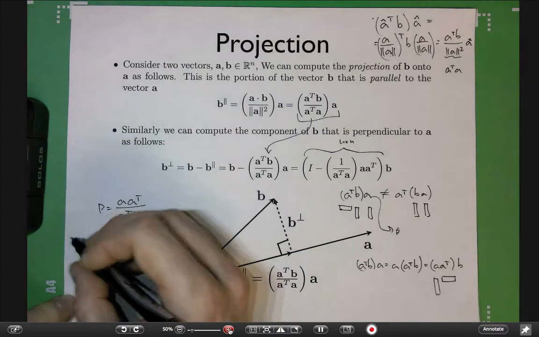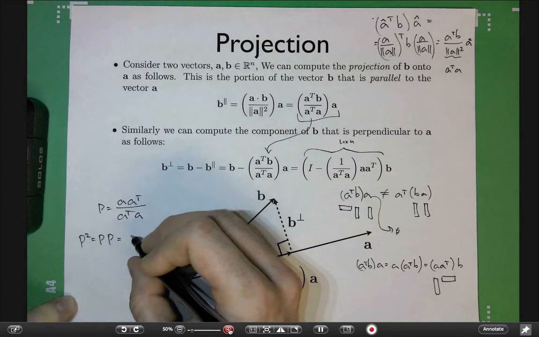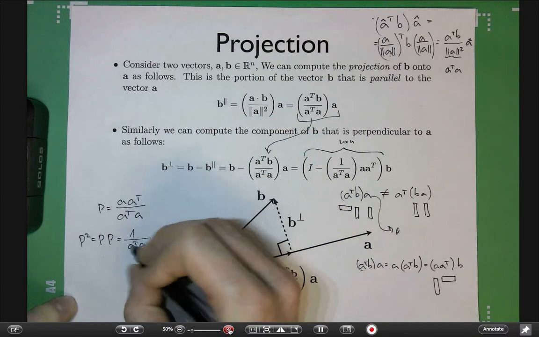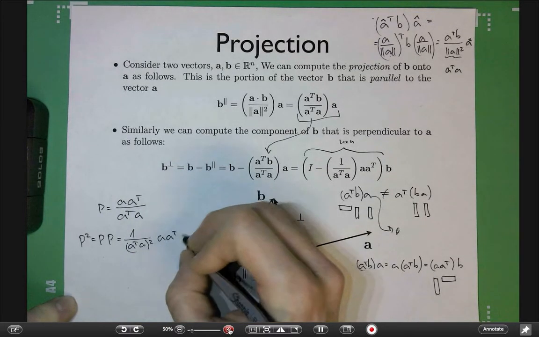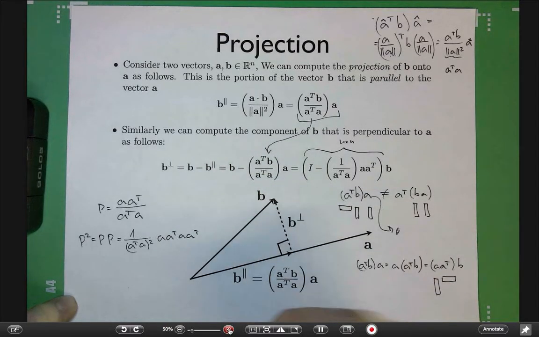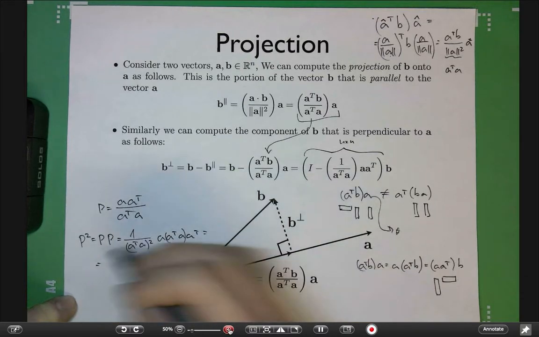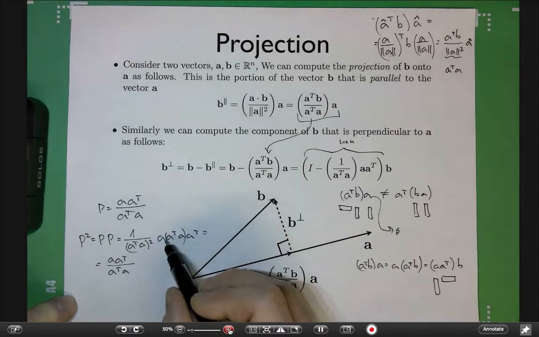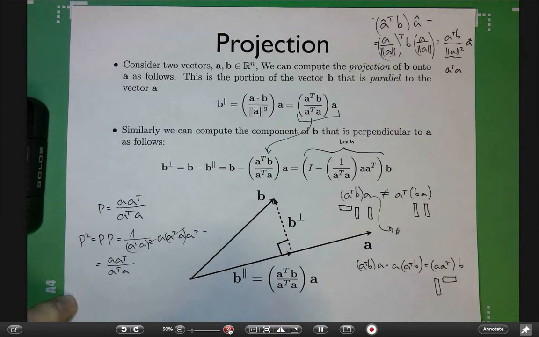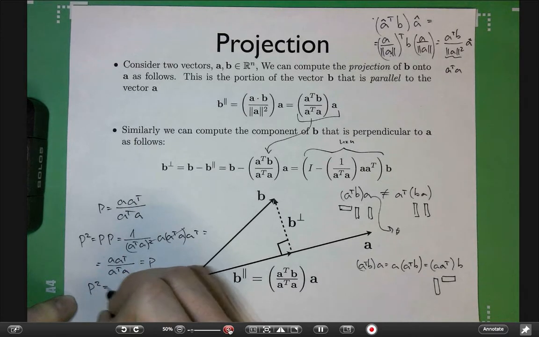The funny thing with this matrix is if I do P squared, which is P times P, then it's 1 over (A^T A) squared. That's just a number. And here I have A A^T A A^T. Now I can apply associativity, and what I get is that this is just A A^T divided by A^T A, because this one cancels with this one here. Do you read me? And it's just P. So this matrix has a funny property that P squared is P.